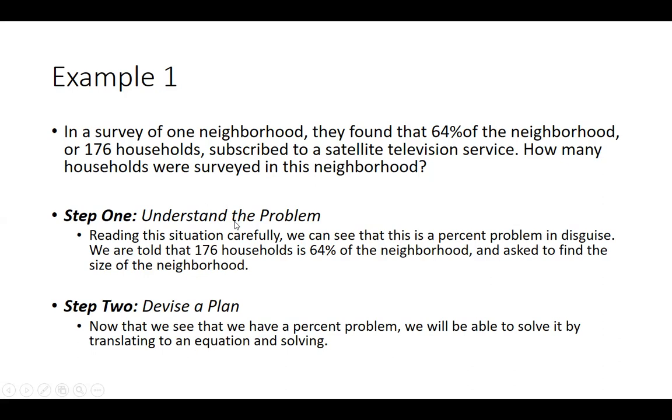So step 1, we want to understand the problem. Reading this situation carefully, we can see that this is a percent problem in disguise. We are told that 176 households is 64% of the neighborhood and asked to find the size of the neighborhood. So now that we have a percent problem, we should be able to solve it by translating to an equation and solving. So take a look at this. 176 is 64% of the unknown. 176 equals 0.64 times x.